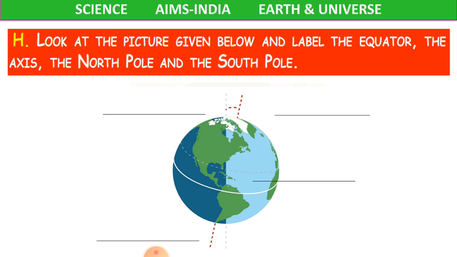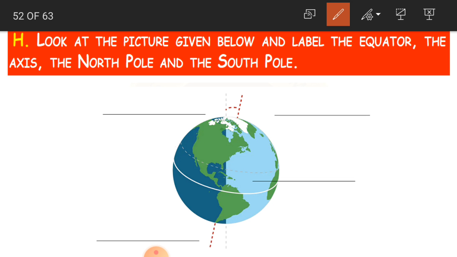Now, if you see, children, here is another exercise. Look at the picture given below and label the equator, the axis, the north pole and the south pole. So let us do that here. What is the equator here? See this one. You can see the imaginary line, children. This is nothing but the equator.